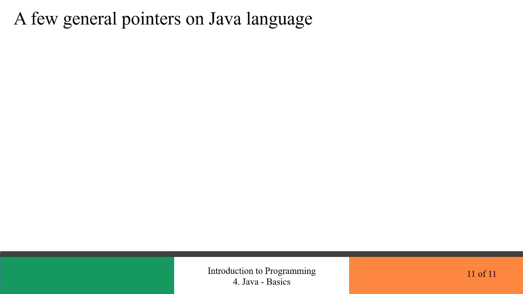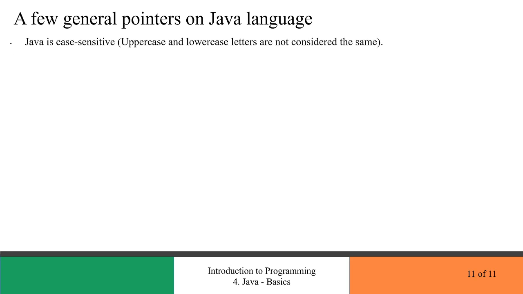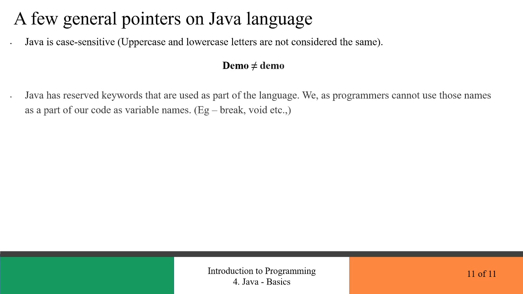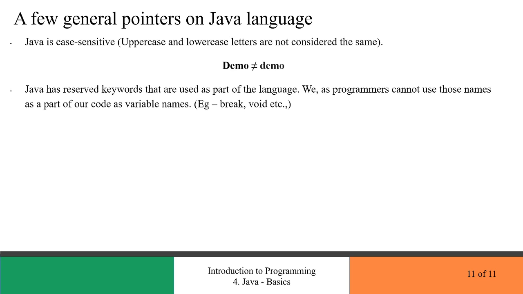Now let us move on to a few general pointers on the Java language. Java is case sensitive. Uppercase and lowercase are not considered the same. For example, a demo with an uppercase D at the beginning is not the same as demo with all characters in lowercase.